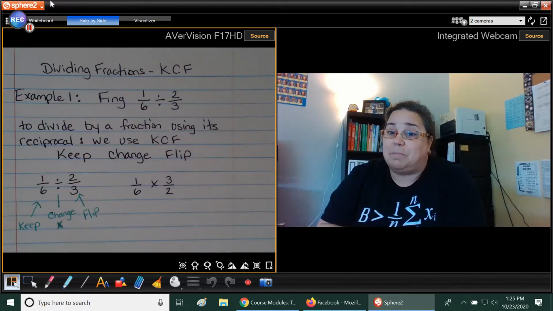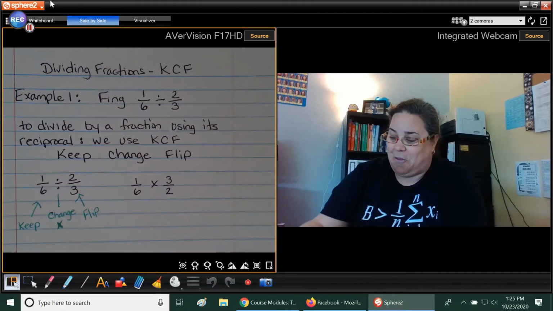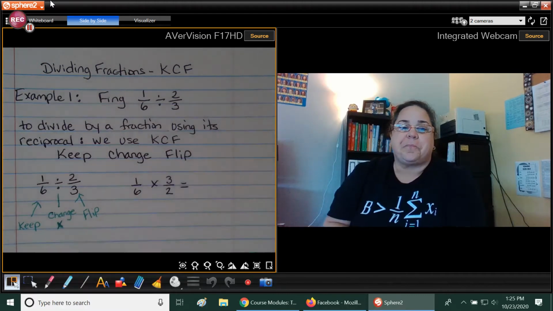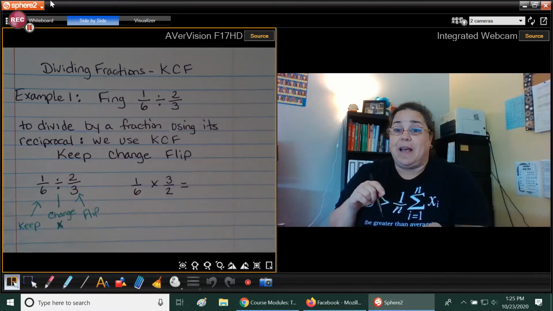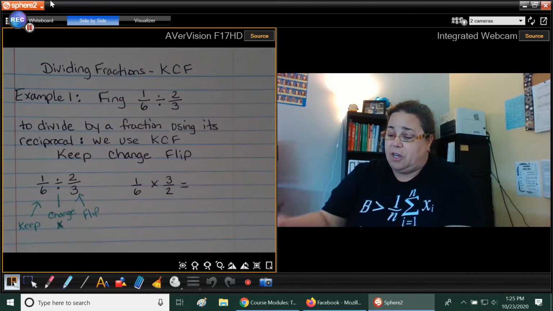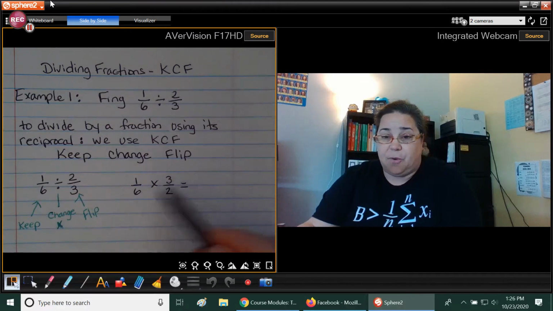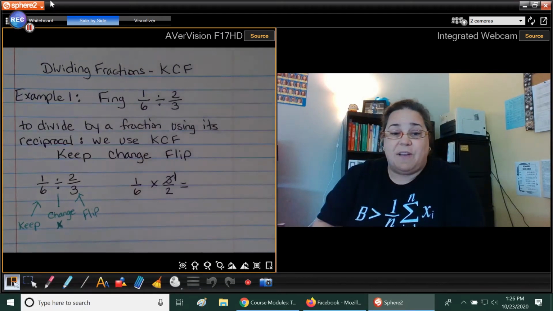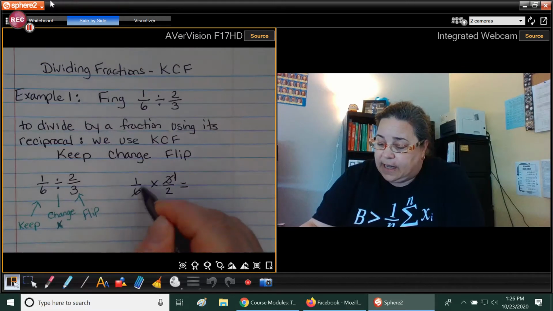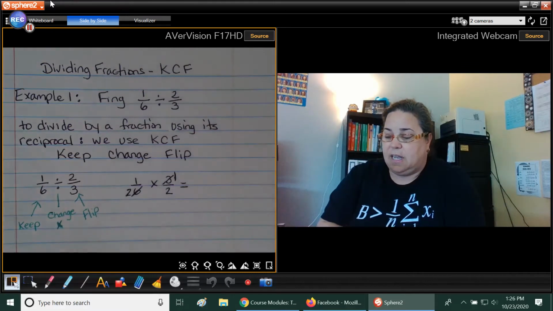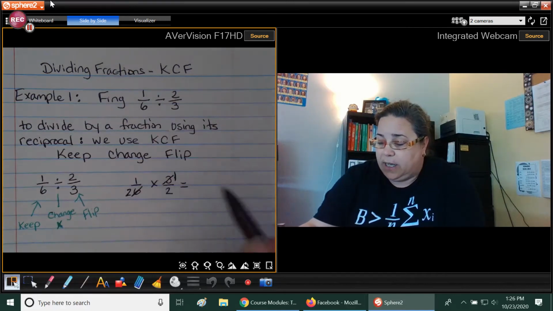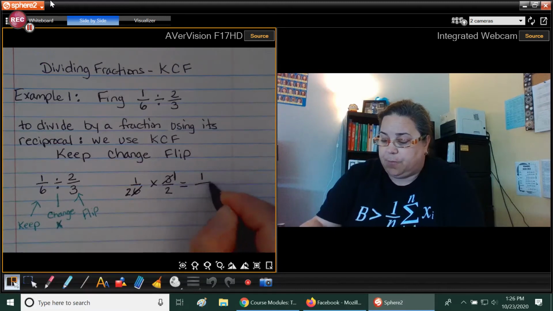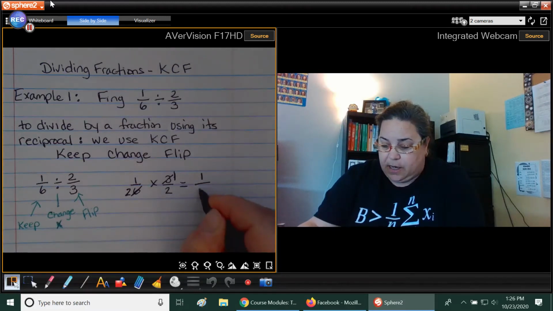Now, I simply follow my rules for multiplying, okay? So, remember, simplify before you multiply. It makes it easier. I see the 6 and the 3. I can divide 3 into both numbers. If I divide 3 into 3, I get 1. If I divide 3 into 6, I get 2. Now I simply multiply straight across. 1 times 1 is 1. 2 times 2 is 4.